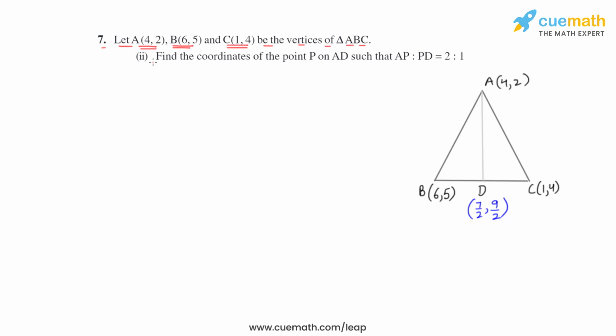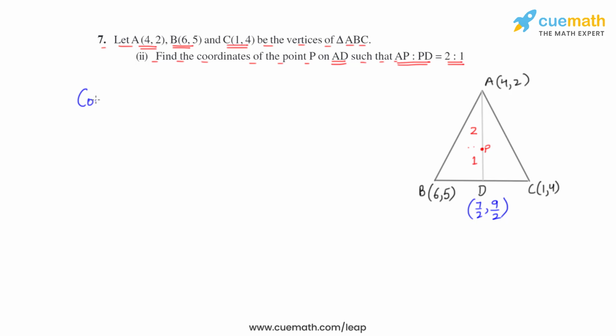Second part: find the coordinates of point P on AD such that AP:PD is 2:1. There is a point on AD, let's say this is point P, and AP:PD is 2:1, and we have to find the coordinates of point P. So for that we will use the section formula.